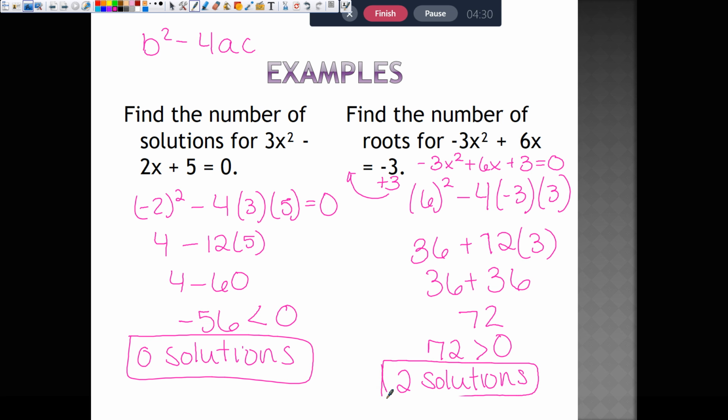So we only have 3 options. 1 solution, 2 solutions, 0 solutions. Okay? If it's less than 0, it has 0. If it's equal to 0, it has 1. If it's greater than 0, it has 2. Okay?